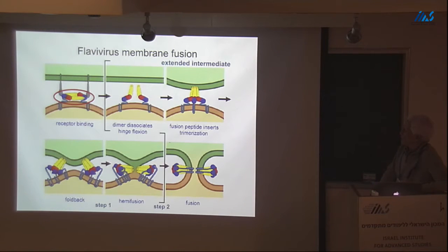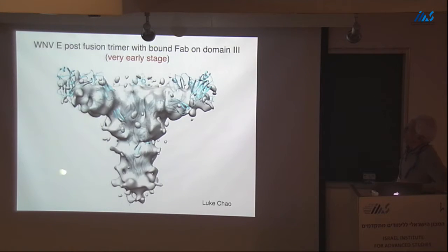But in any case, what I said is that, of course, in the crystal structure I showed you very quickly, the part of the stem and the final transmembrane part was missing because that was made from a soluble fragment. But Luke Chow has now figured out how to make the post-fusion structure of the intact, post-fusion form of the intact West Nile virus glycoprotein, studded it with one copy each subunit of an FAB, and this is a very early stage. We've actually already done better.